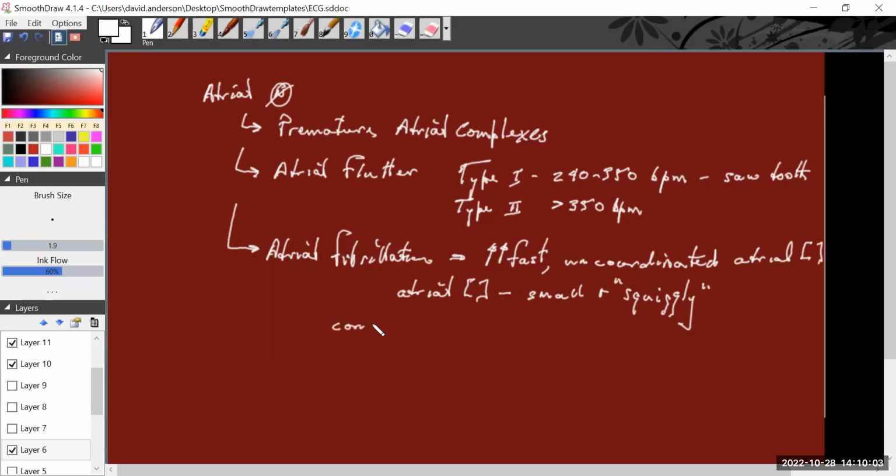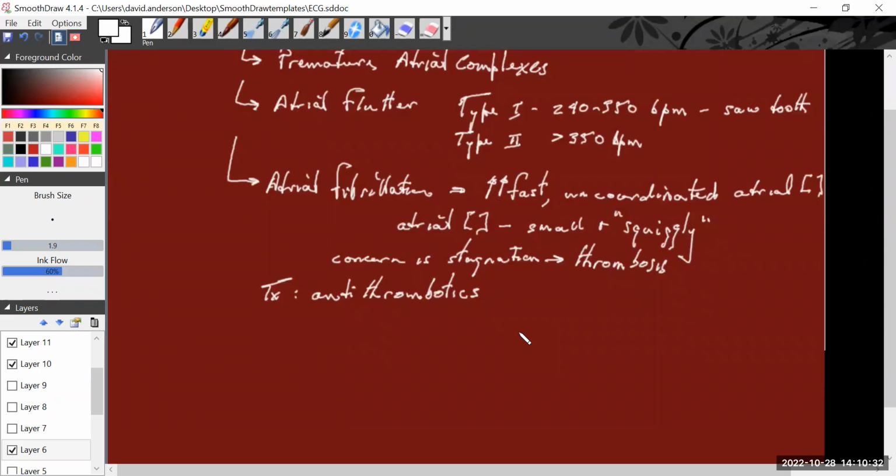So our concern is stagnant blood flow leading to thrombosis. So our treatment may have to include antithrombotics, particularly if this is a chronic condition. But we also may include cardioversion.